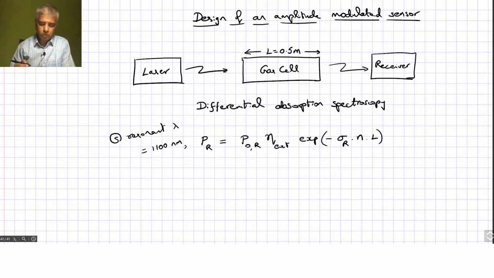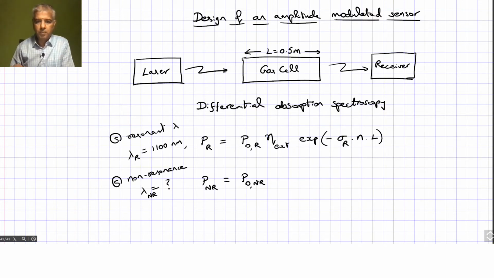So then you go off resonance, at some other non-resonant wavelength, lambda non-resonance. We don't know that wavelength yet, but that's one of the things that we need to find out. What is the non-resonant wavelength that you need to go to? Okay, so let's say we go to this other wavelength, and this is the incident power at the other wavelength.